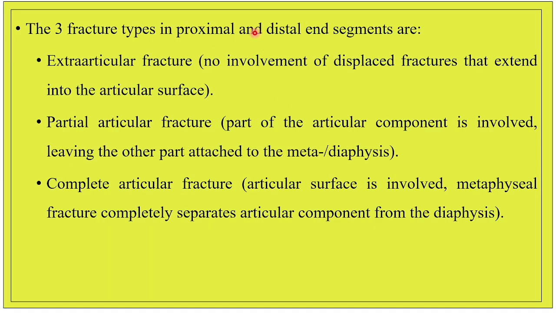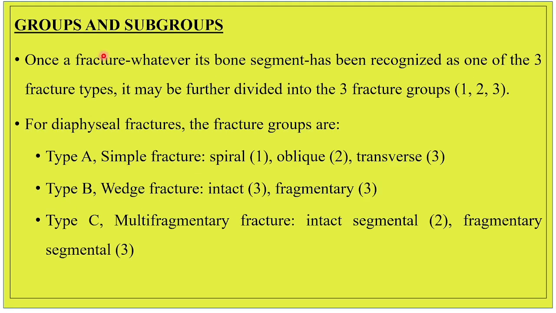The three fracture types in the proximal and distal end segments are: extra-articular fracture, the first type, in which there is no involvement of displaced fractures that extend into the articular surface. The second type is the partial articular fracture, in which part of the articular component is involved, leaving the other part attached to the metaphysis or diaphysis. The third type is the complete articular fracture, in which the articular surface is involved. The metaphyseal fracture completely separates the articular component from the diaphysis. These are the three fracture types in the proximal and distal segments: extra-articular, partial articular, and complete articular fracture. So the types are finished, and we come to the groups and subgroups of a fracture.